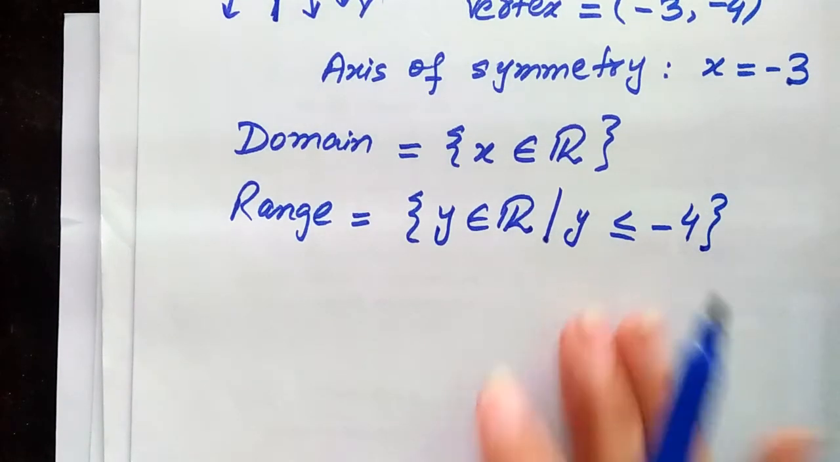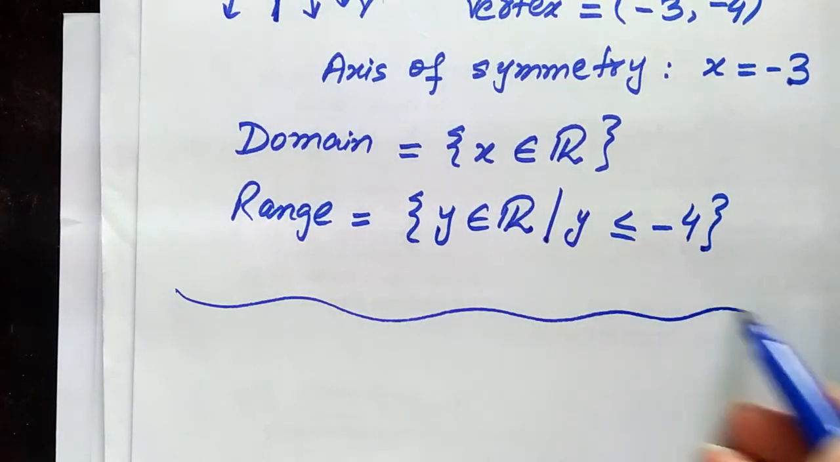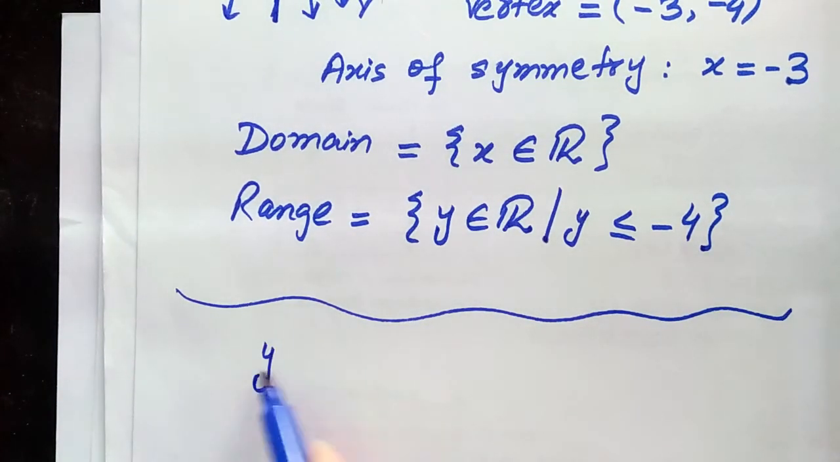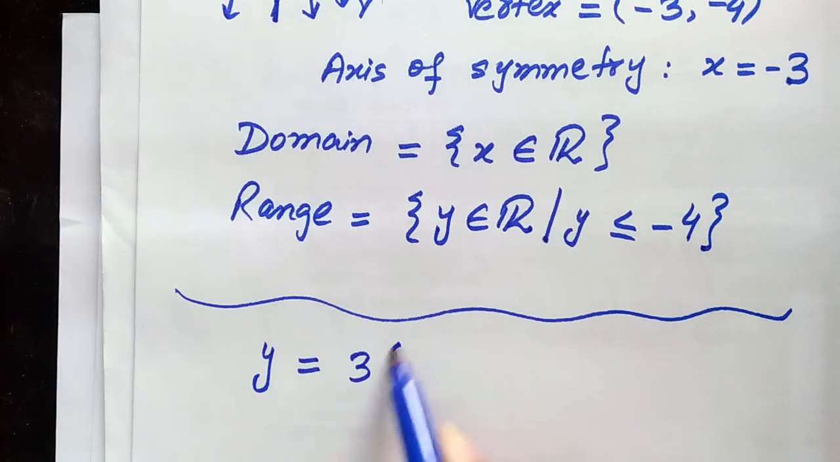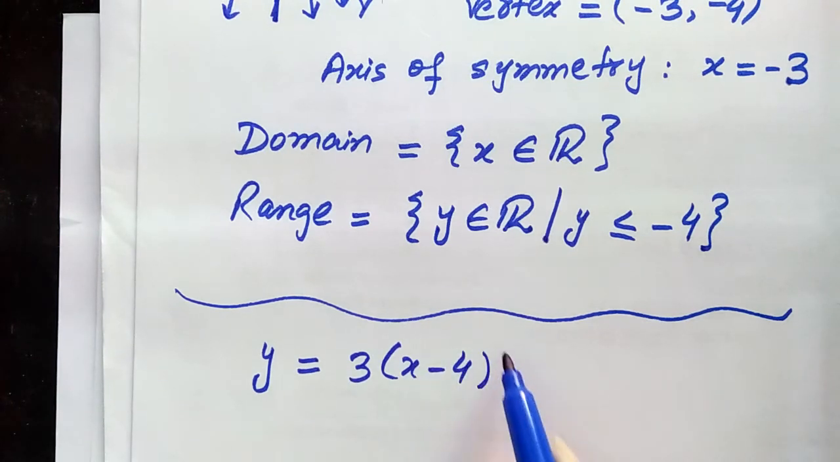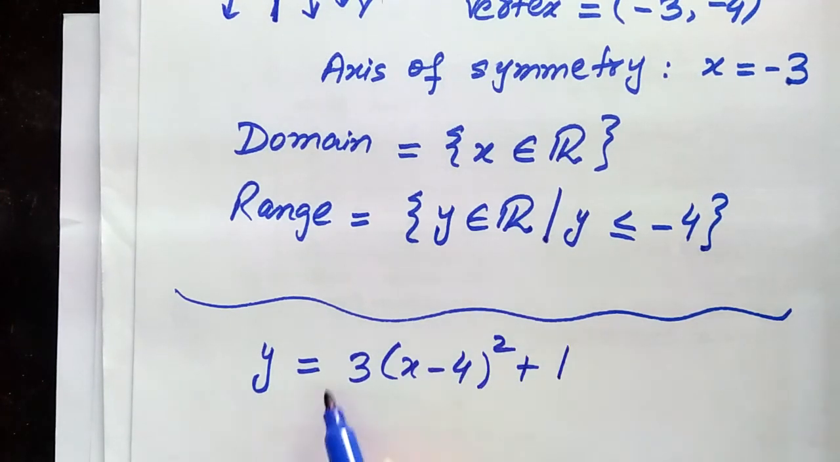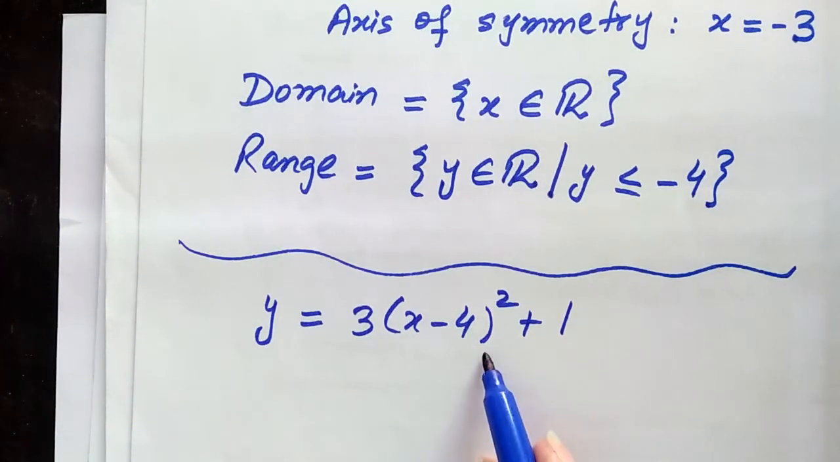If a quadratic equation is given to you, for example, y equals 3 into (x minus 4) whole square plus 1, and you have to find out the vertex, axis of symmetry, and direction of opening of the parabola, then how are you going to find out?